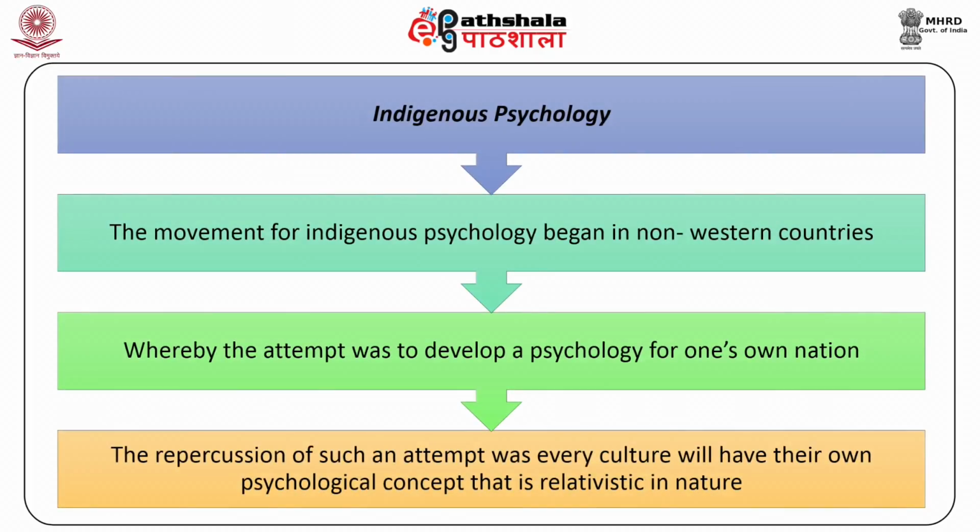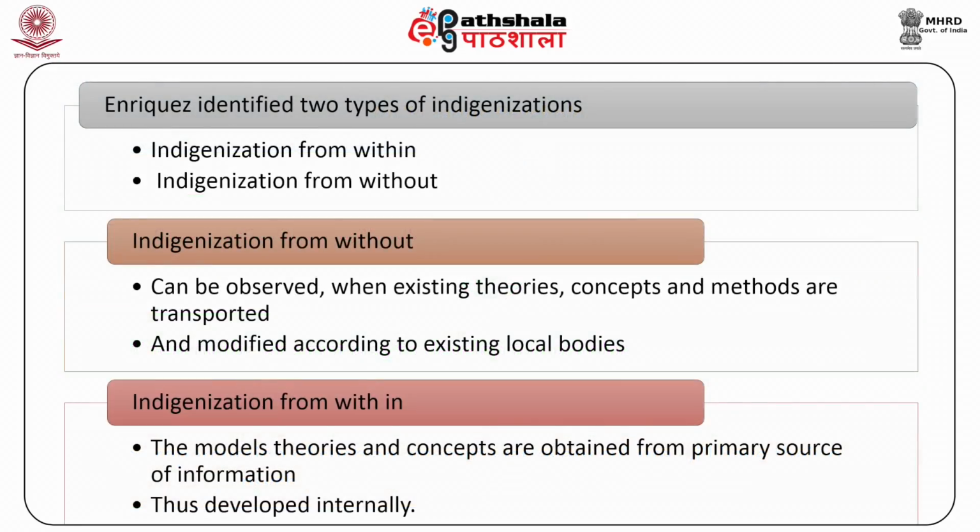Indigenous psychology. The movement for indigenous psychology began in non-Western countries, whereby the attempt was to develop a psychology for one's own nation. The repercussion of such an attempt is that every culture will have its own psychological concepts that are relativistic in nature. Enriquez, 1993, identified two types of indigenizations: indigenization from within and indigenization from without.